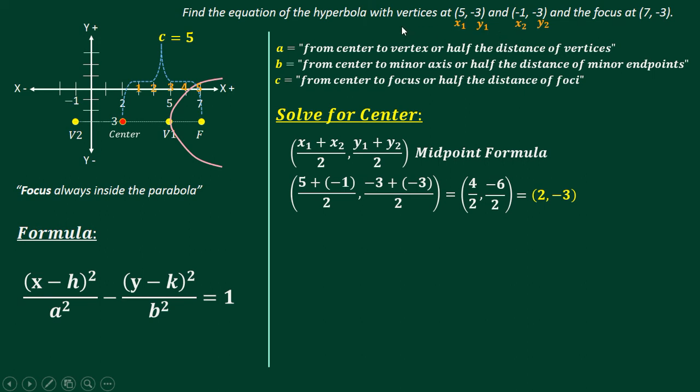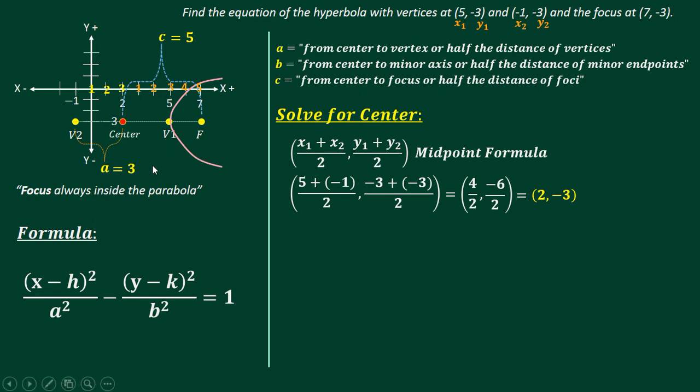Next, since we also have the given vertices, and center to vertex is a, compute the distance from center to vertex. Still using the counting method, from this point, start counting on the next point: 1, 2, and 3. So therefore a is 3.